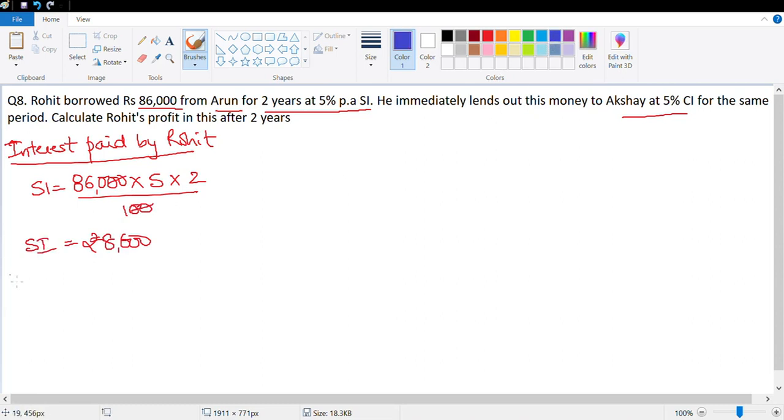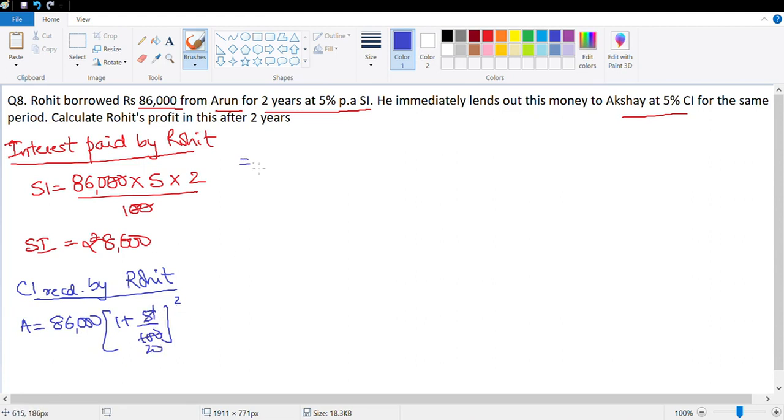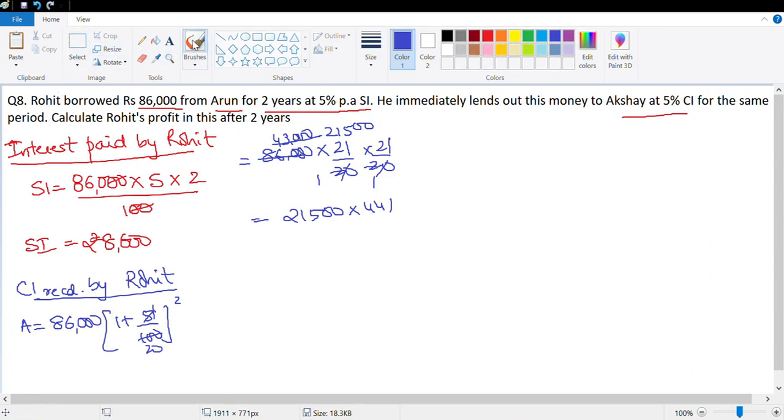Now interest received, compound interest received by Rohit. Let's calculate the amount first, then we can calculate the interest. Amount will be 86,000 multiplied with 1 plus 5 upon 100 raised to the power 2, that's 20. So this is 86,000 multiplied with 21 upon 20 into 21 upon 20. Maybe I could have done a different method. That'll be faster. It'll save me time. So let's not cancel it.